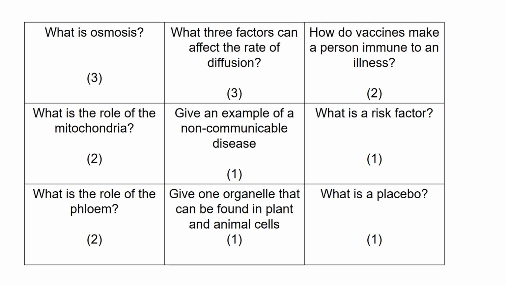What is the role of the phloem? The role of the phloem is to move food around the plant. Usually it's translocation, the movement of glucose around the plant. It is living and it can transport glucose up and down, whereas the xylem can only transport water up. Give one organelle that can be found in a plant and an animal cell. I go with a nucleus on that one, but you could also have cytoplasm, cell membrane.